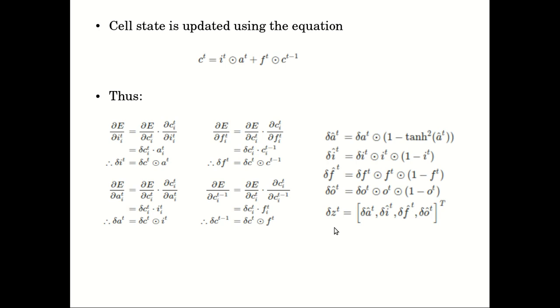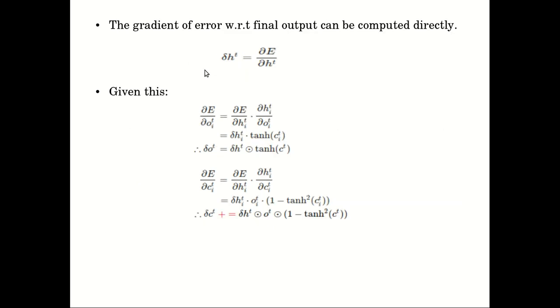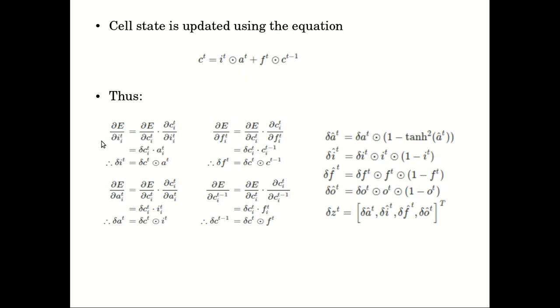Now we know that the cell state is updated using the equation C_t = i_t pairwise product a_t + f_t, which is the forget gate, times the output from the previous cell state from the previous time step. So the gradients for i_t, a_t, f_t and c_{t-1} can be computed here using the gradient for c_t, which we computed earlier. For the gradient of i_t, it is again the chain rule: derivative of E with respect to c_t, which is the gradient of c_t computed earlier, and derivative of c_t with respect to i_t.